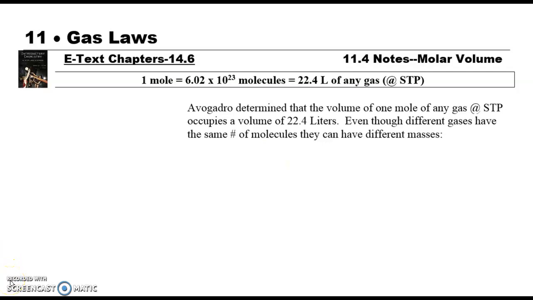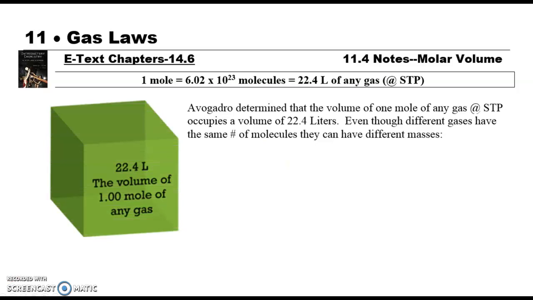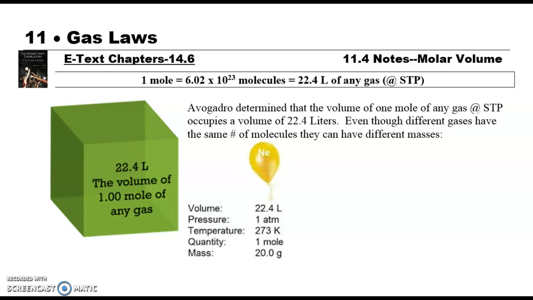Even though different gases have the same number of molecules, they can have different masses. So if we look at this and say this is 22.4 liters of gas, that means that's 1 mole of whatever gas we're talking about. So how does that work? Well, again, STP, standard temperature and pressure. So we have a temperature of 273 and pressure at 1 atmosphere. So that means that we would have 22.4 liters there.